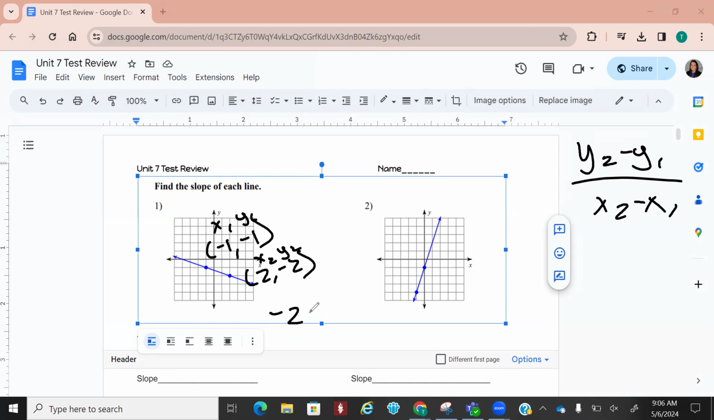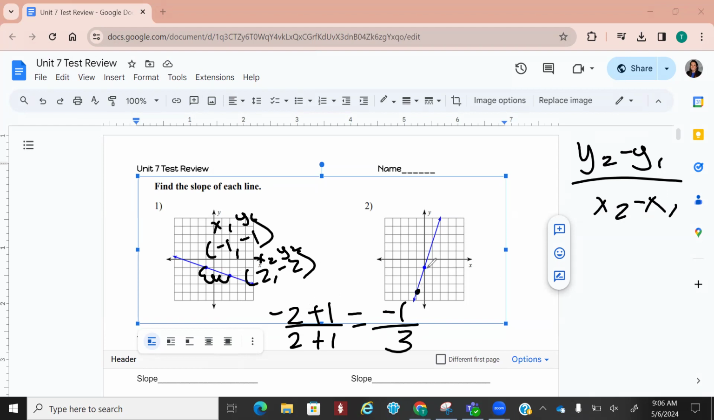That's going to give me -2 minus -1. That's going to make that plus. And then 2 minus -1, which is going to make that one plus. And so this is going to give me -1 over 3. You can also see this visually. You can see that you went down 1 and to the right 3. Okay, so that slope is -1/3.